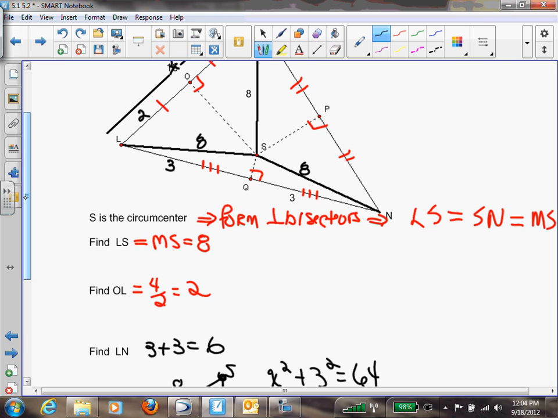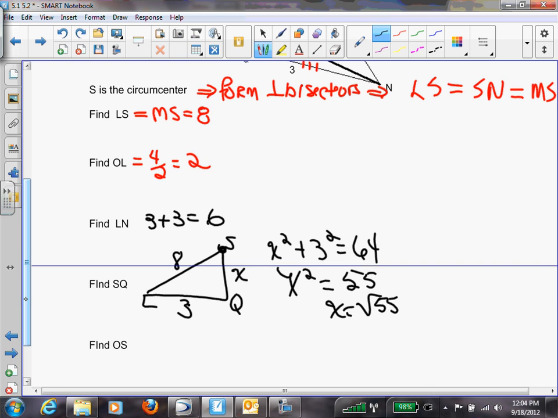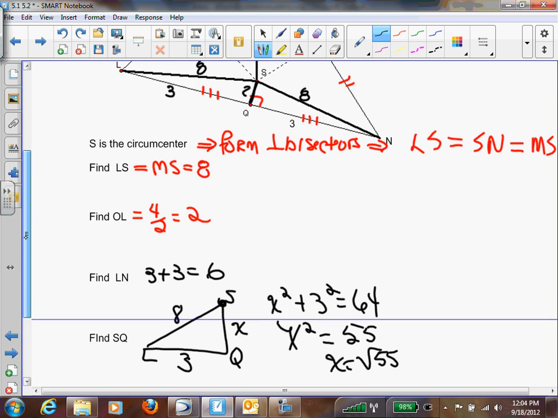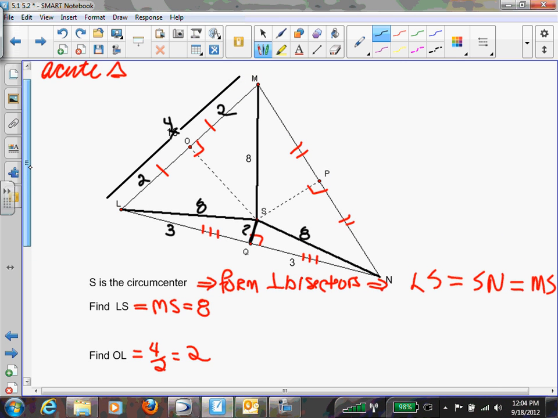So I want SQ, correct? There's my unknown. Here's my right triangle. Do you see? Or I could have used this side. Either side will give me the same information. Athena? Well, don't go by my picture. Are you saying that the picture is funny? 64 minus 9 is 55. Right? 8 is your hypotenuse. Okay, that's fine.